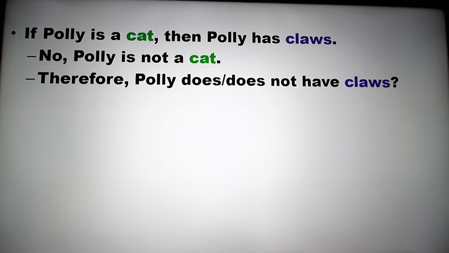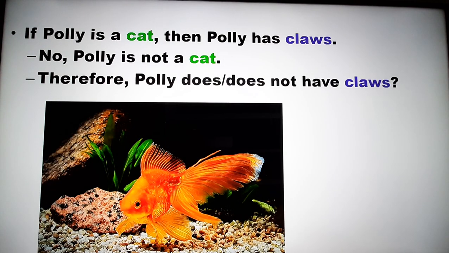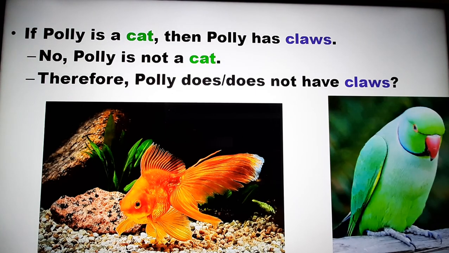Because if Polly is not a cat, then Polly might be a fish, and in that case, it would be true that Polly does not have claws. But what if Polly is a bird? Being a bird means you're not a cat, so we deny the antecedent. But in this case, being a bird, Polly has claws. So the problem here is that having claws can be a consequent of other antecedents besides being a cat. And therefore not being a cat doesn't prove not having claws.